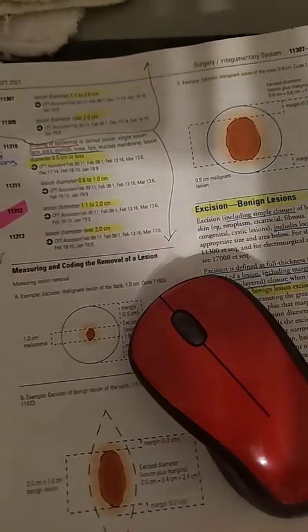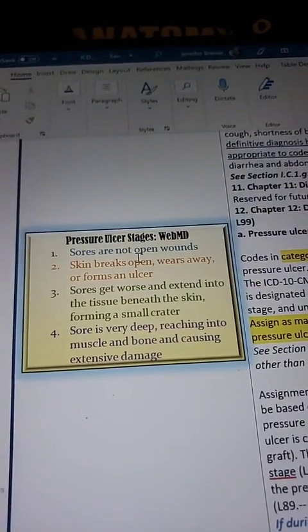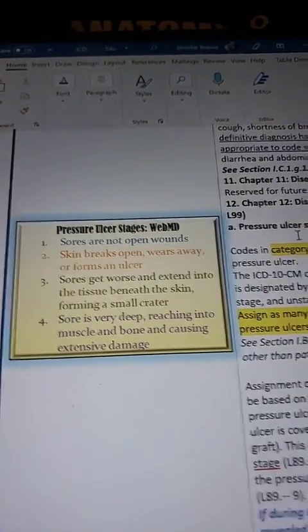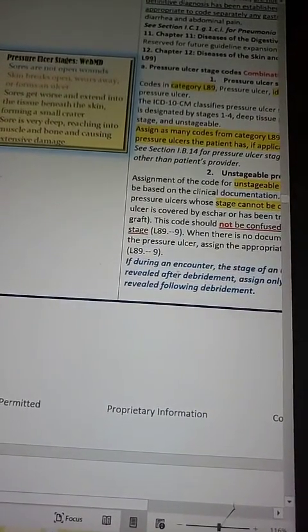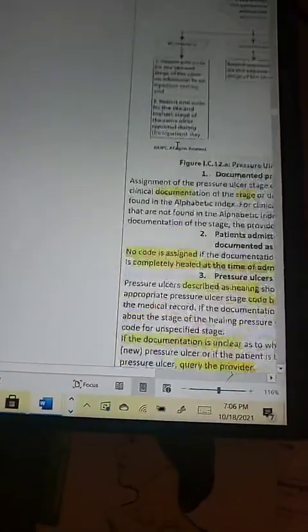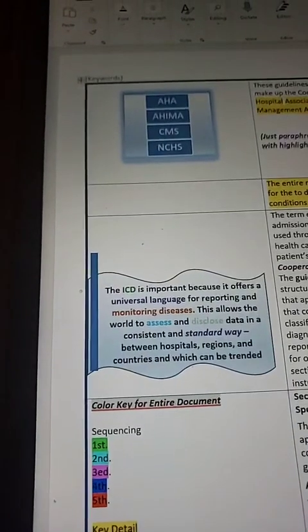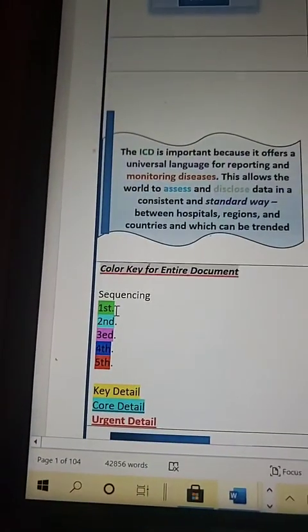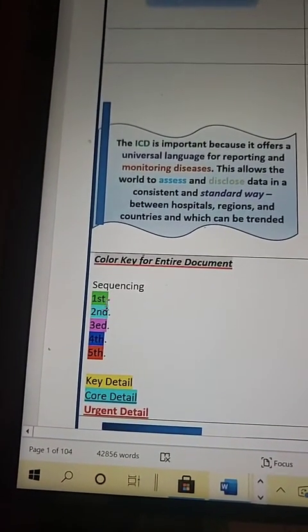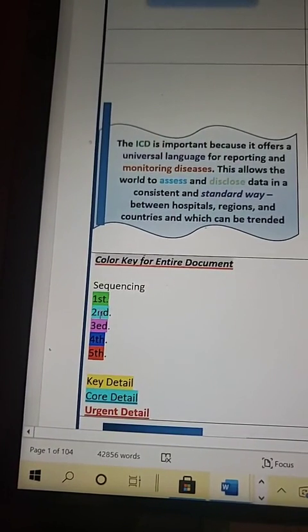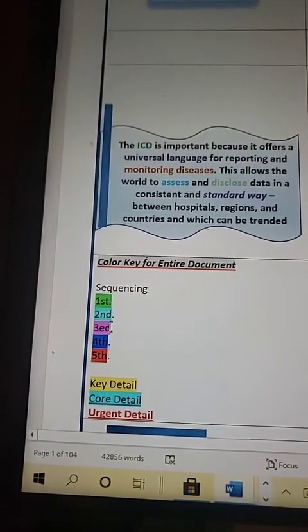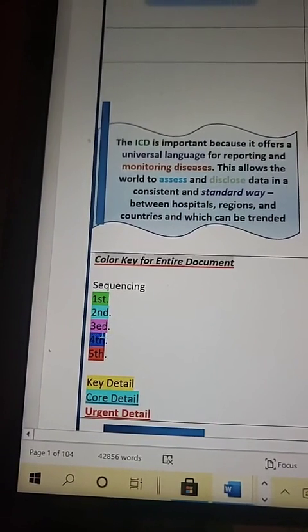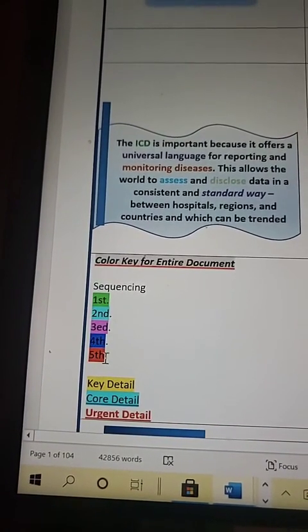I even went to WebMD and wrote down what stages things are, stuff like that, to try to explain some diagnoses. Put in blue is my own word explanation. And if you're looking for sequencing, I started at the very beginning. For sequencing, anything in green is coded first. Anything in that color blue is coded second. And then that's coded third. This one's coded fourth, and this one's coded fifth.